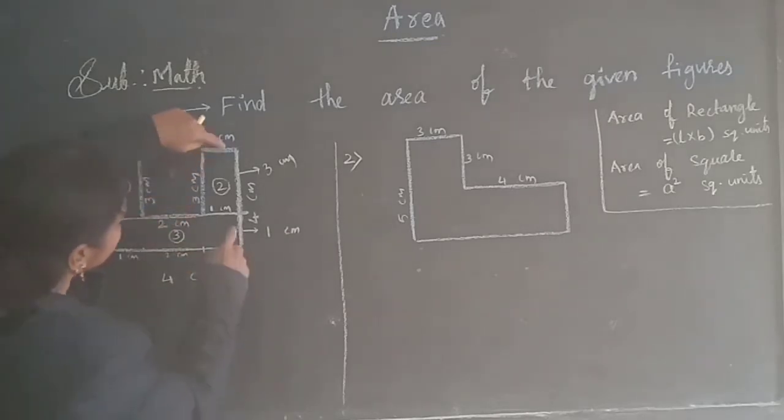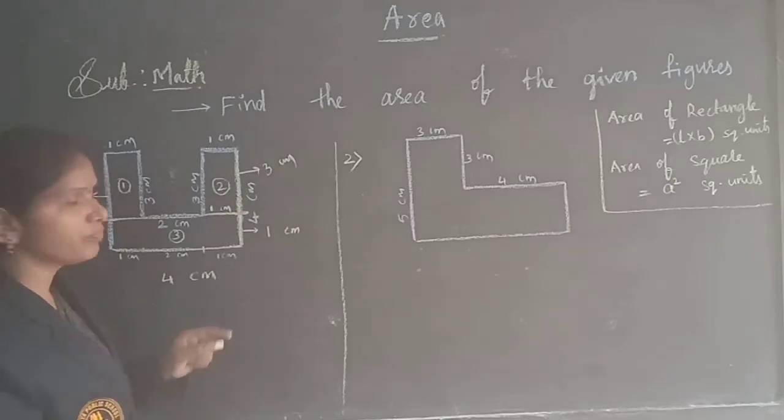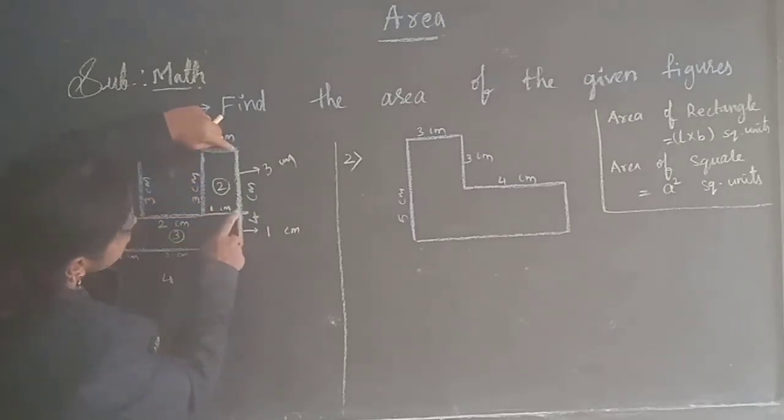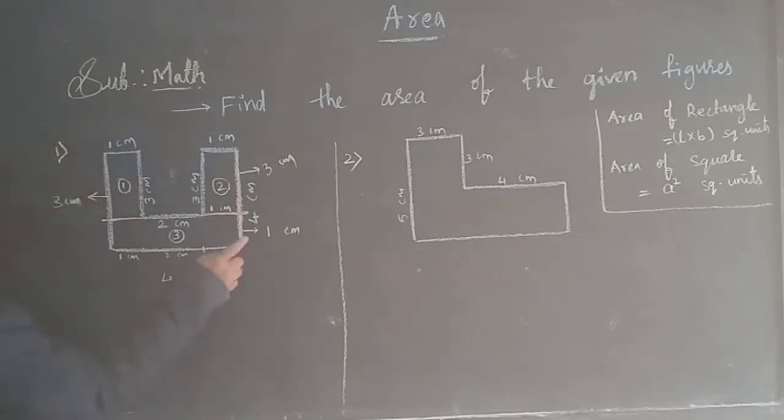Again I am repeating, children. This total line segment length is 4 centimeters, already given. In this, up to here 3, so the remaining part will be 1. And here also it will be 1, children. Now I have got all the side lengths.